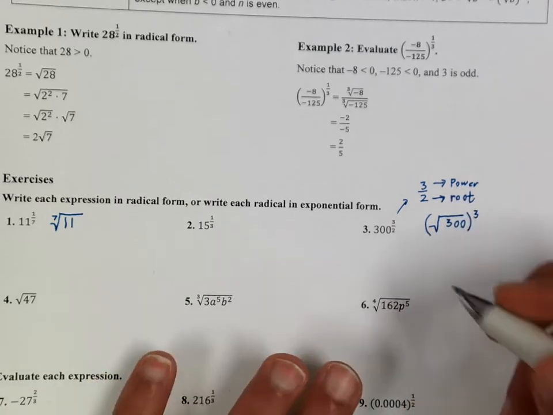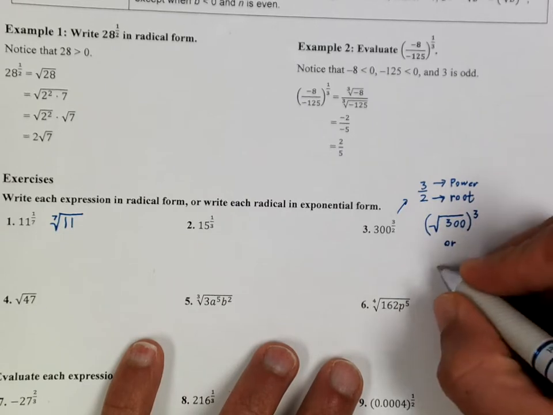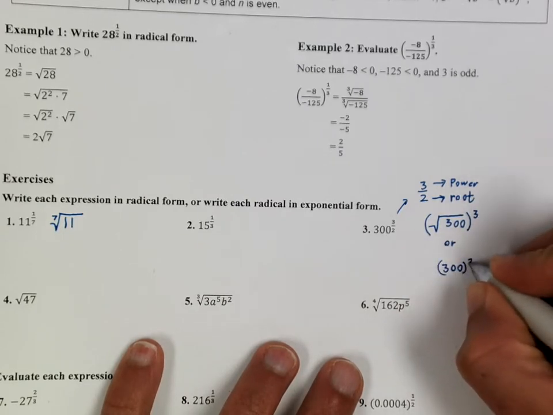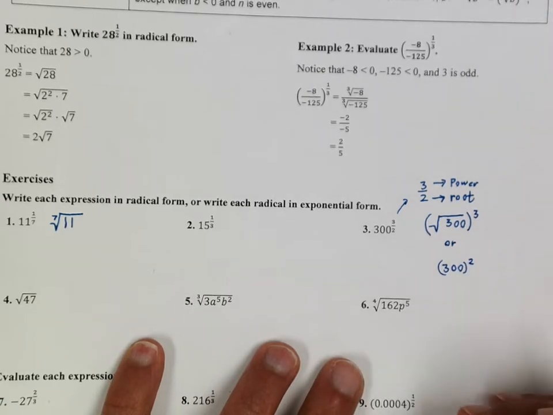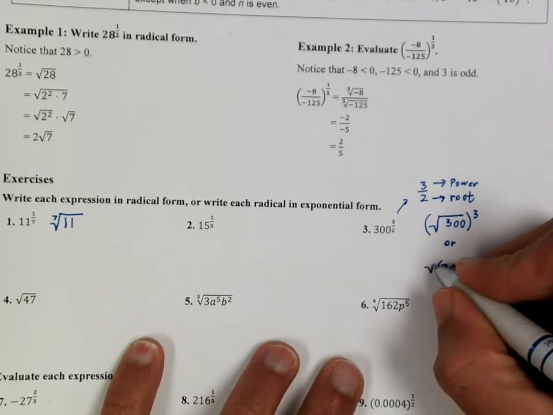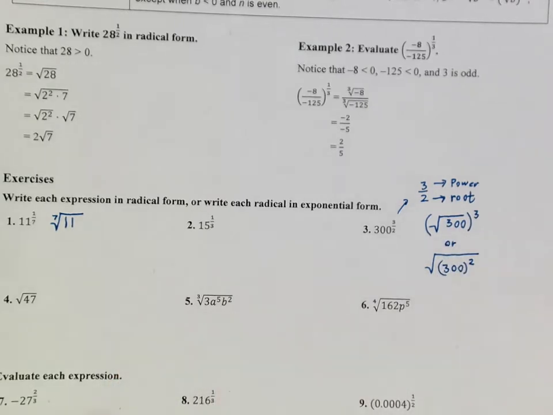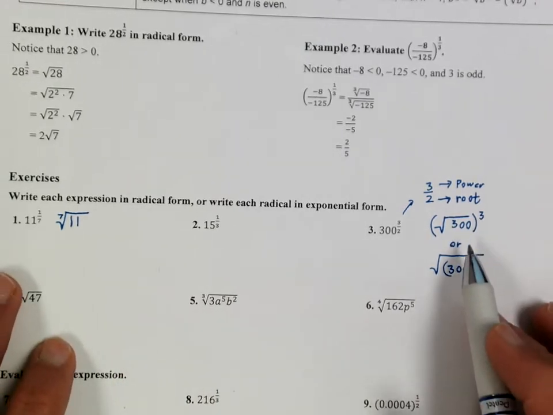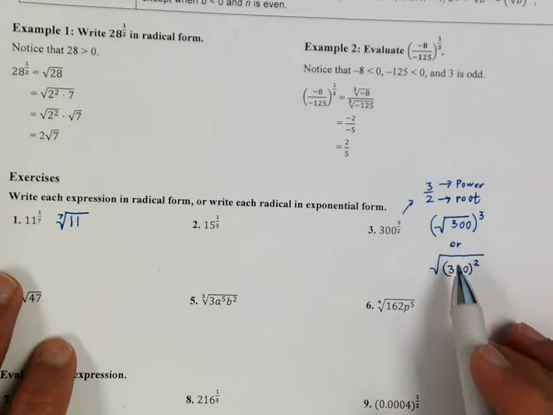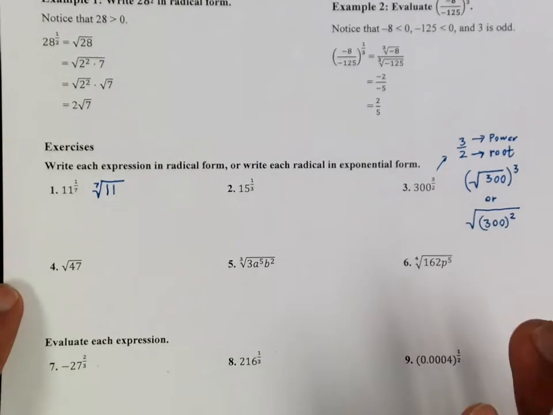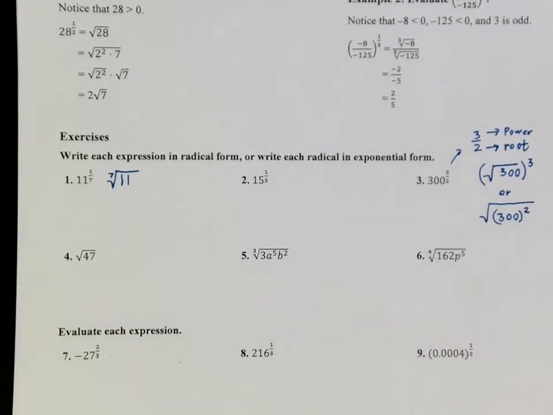Or you can also write it like this: you can write it as 300 cubed, and then take the square root of that. Remember, the power is on top, the root is on the bottom. So either one is correct. For the most part, we like to use the first one normally, if we're doing this without a calculator, and you're going to see why in just a second.